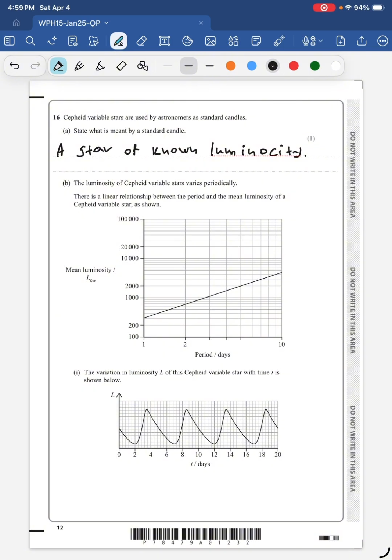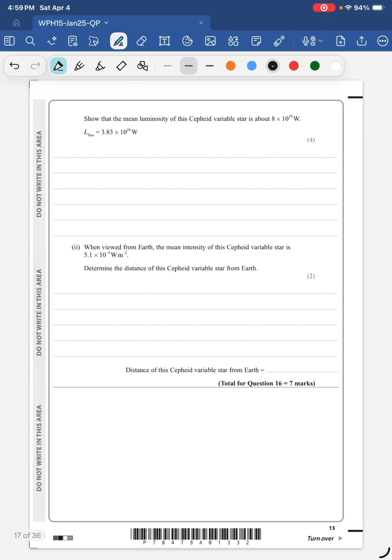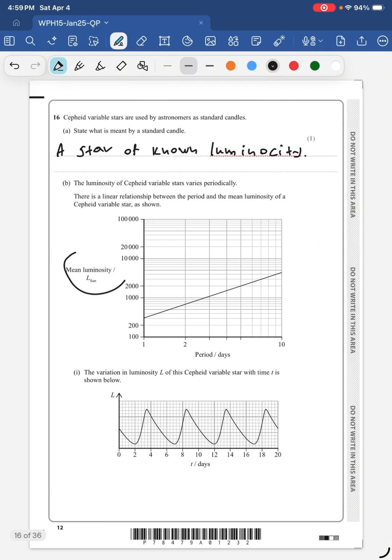The variation in luminosity L of this Cepheid variable star with time t is shown below, and we see this nice periodical graph. Show that the mean luminosity of this Cepheid variable star is about 8 times 10 to the 29 watts, and they give you the luminosity of the sun, which we need, because they give us the mean luminosity over the luminosity of the sun. So the first step is to find the period, right?